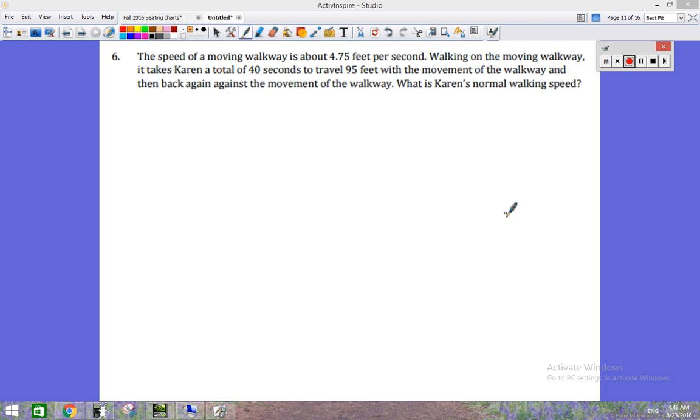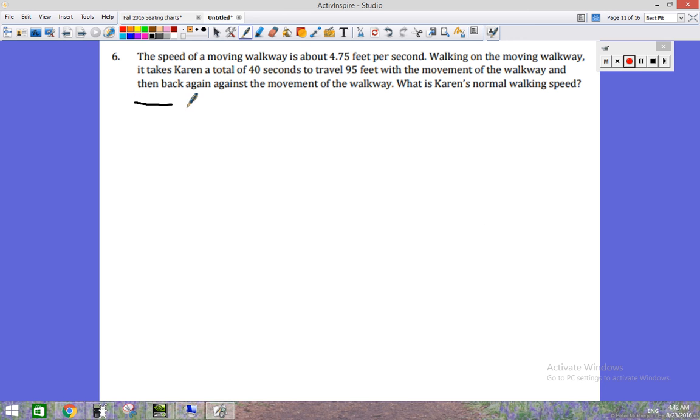Let's take a look at the second part of our uniform motion problems. Here we have in problem 6, the speed of a moving walkway is about 4.75 feet per second. Walking on the moving walkway, it takes Karen a total of 40 seconds to travel 95 feet with the movement of the walkway and then back again against the movement of the walkway. What is Karen's normal walking speed?